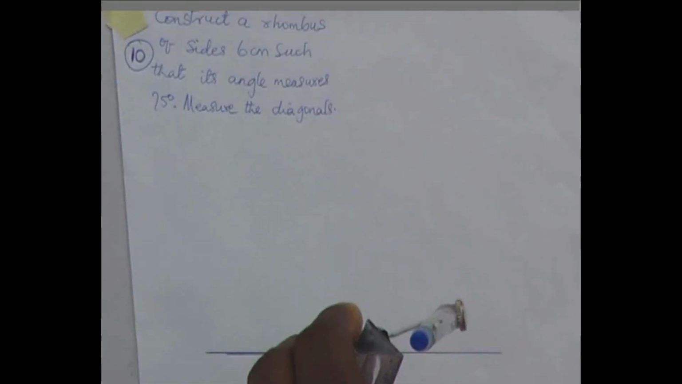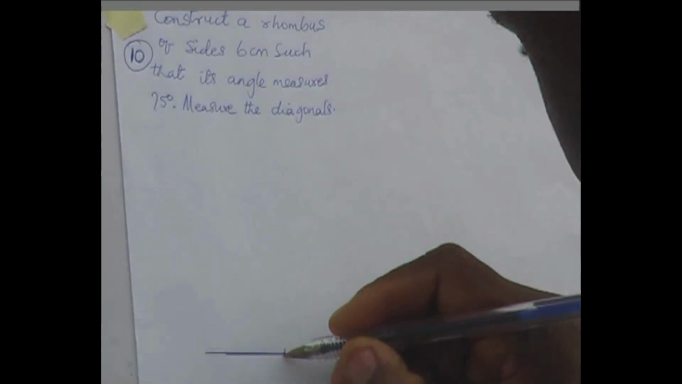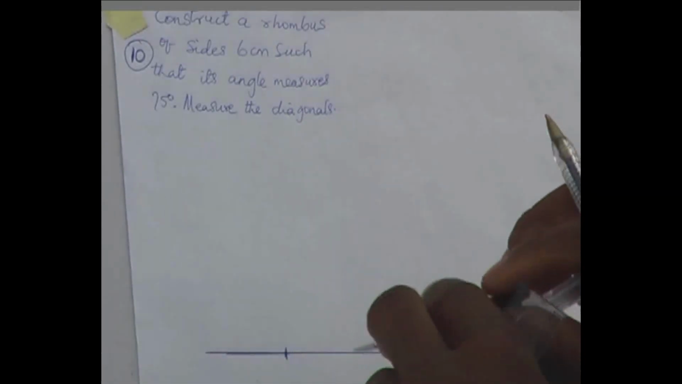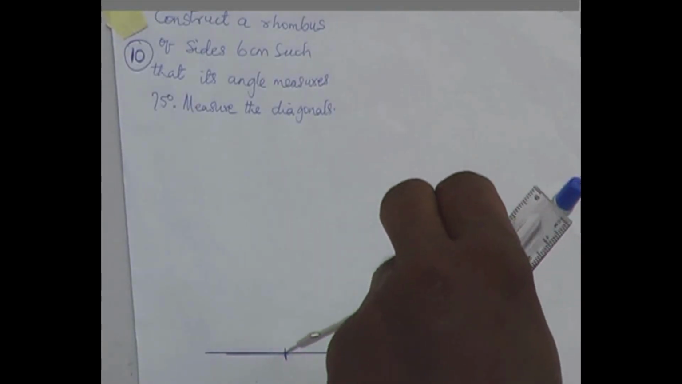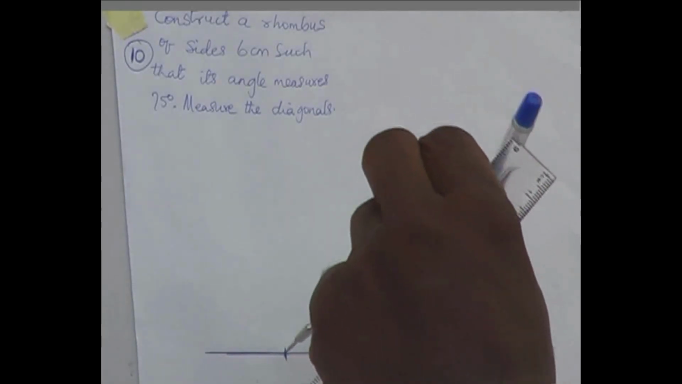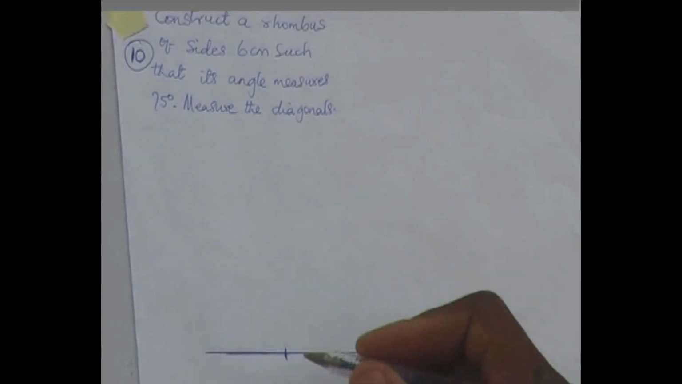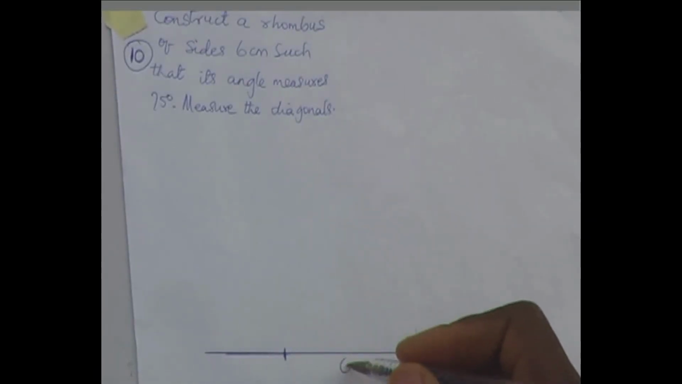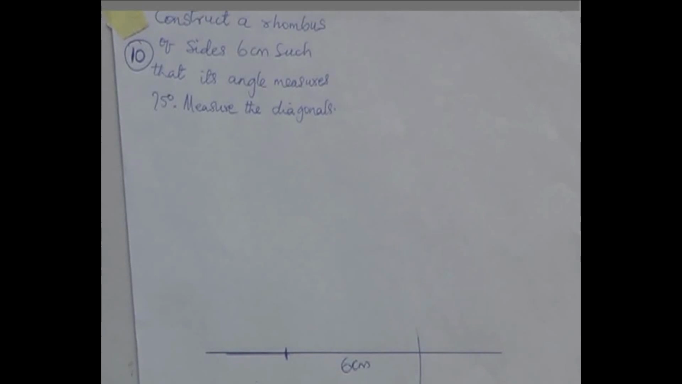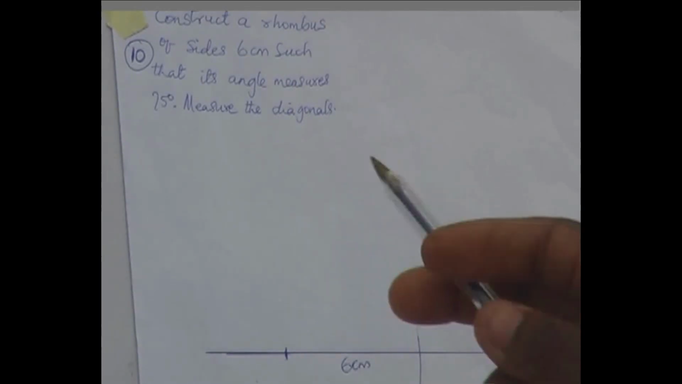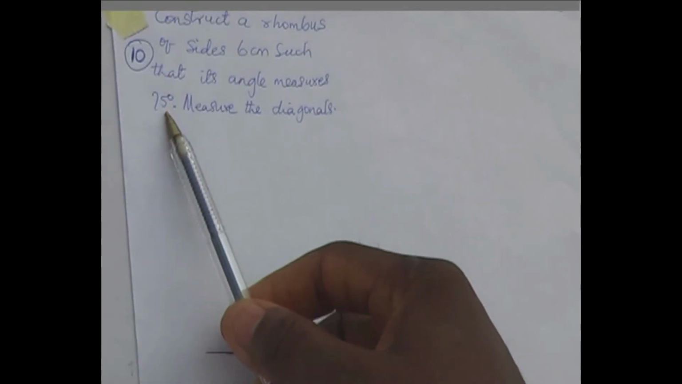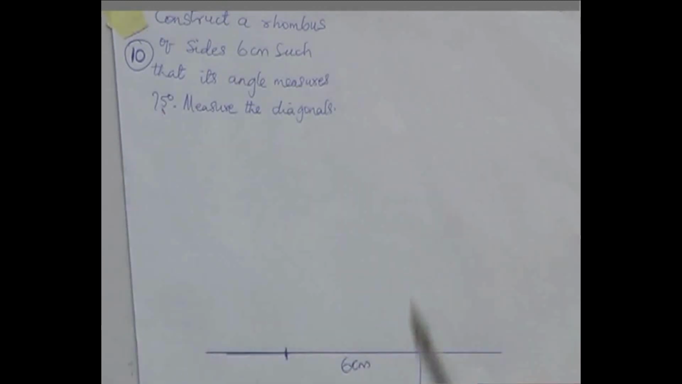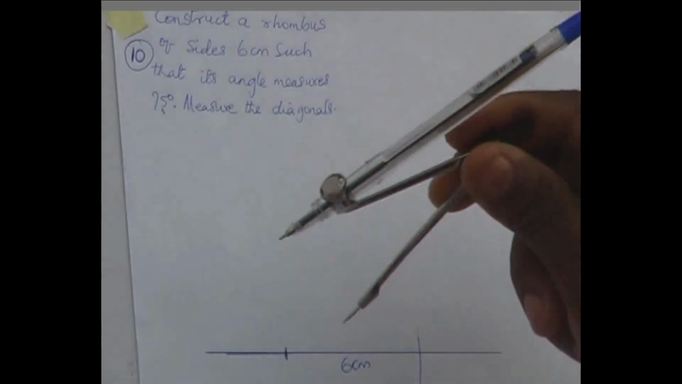From any point you like, first of all, put a point. Now put the sharp edge of your compass there and draw an arc to cut across your horizontal line. That means the distance between this place and this place is 6 centimeters. Now, the question says that one of the angles of the rhombus will measure 75 degrees. That means we're going to construct 75 degrees at this point.